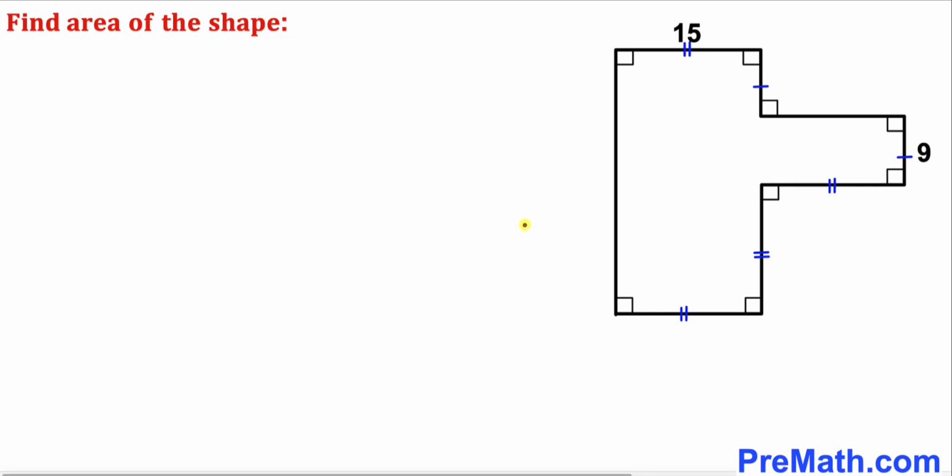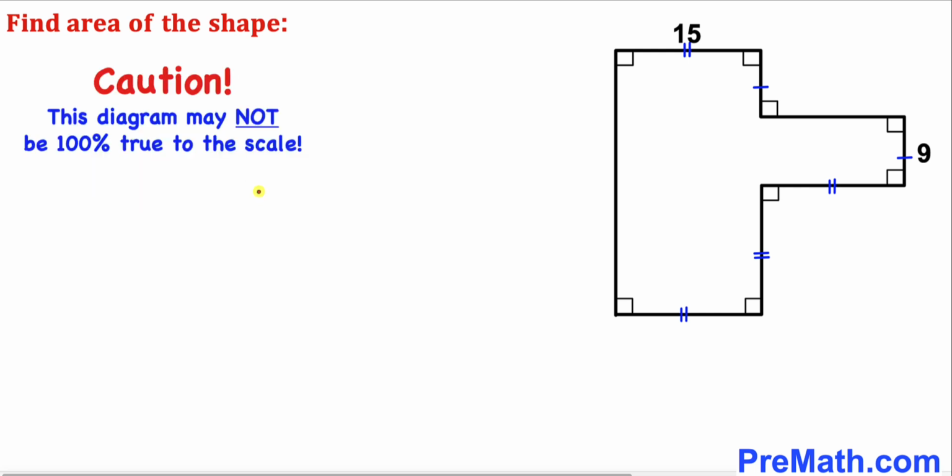Welcome to PreMath. In this video, we have got this rectangular shape as you can see in this diagram, such that this side length is 15 units, whereas this side length is 9 units. And moreover, these line segments are equal in length, and these line segments are equal in length as well. Now we are going to calculate the area of this shape.